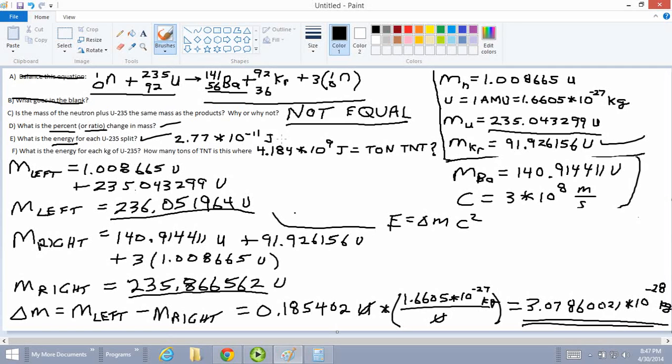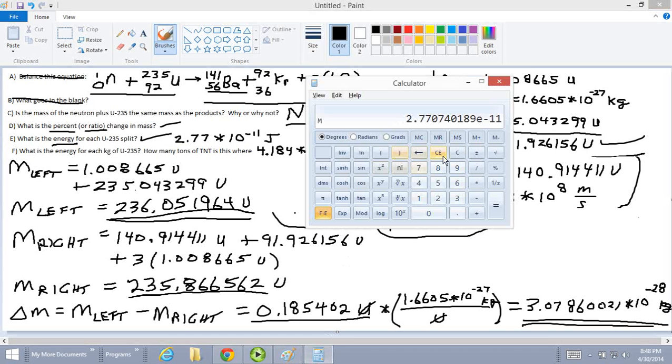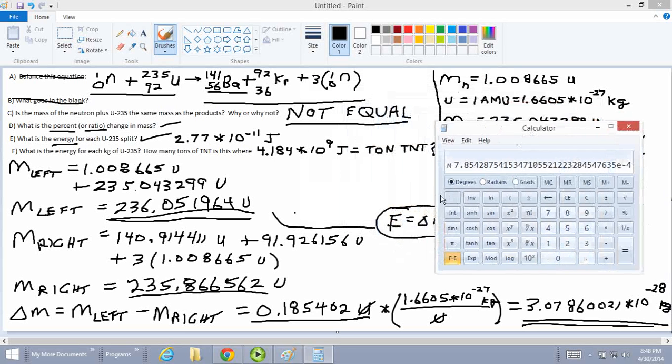So for each uranium-235 split, we get this many joules by this equation. Okay? Percent change. So we've got to take the change in mass, that's this, in AMUs divided by this in AMUs. So let's get that. Memory recall, that's how many AMUs was the percent change. Divide it by 236.051964 equals. So this is the decimal change. It is not the percent change.